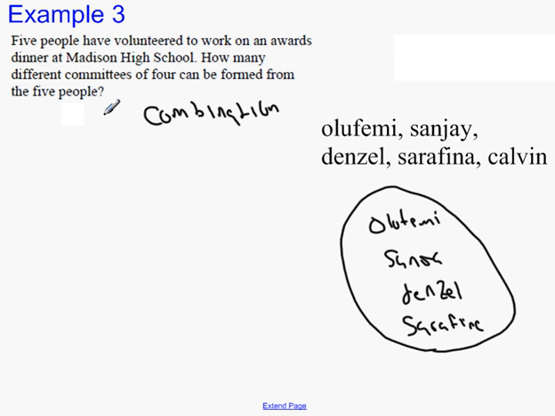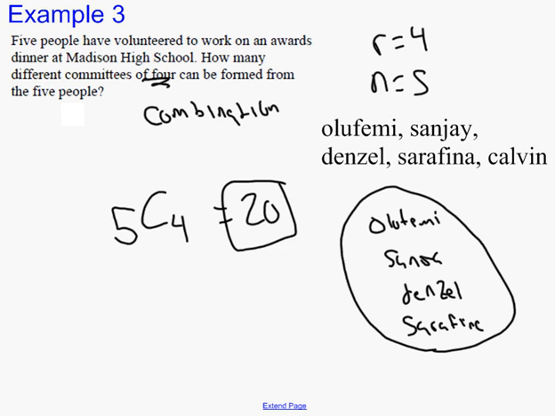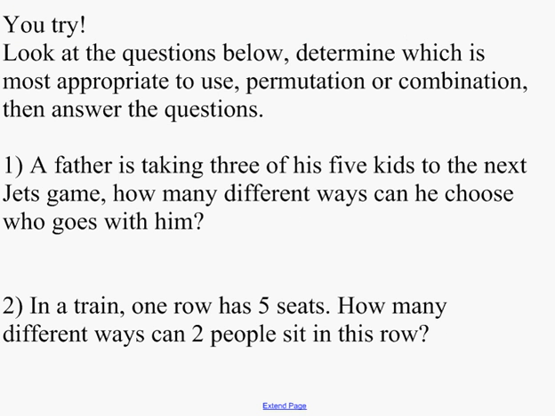So it says how many different committees of 4. So that means my r is 4 and my n is 5. There's a total of 5 people. So it's going to be 5C4, and that's equal to 20. Okay, you try it. Look at the questions below, determine which is most appropriate to use, permutation or combination, and then answer the questions. Hope this video helps.